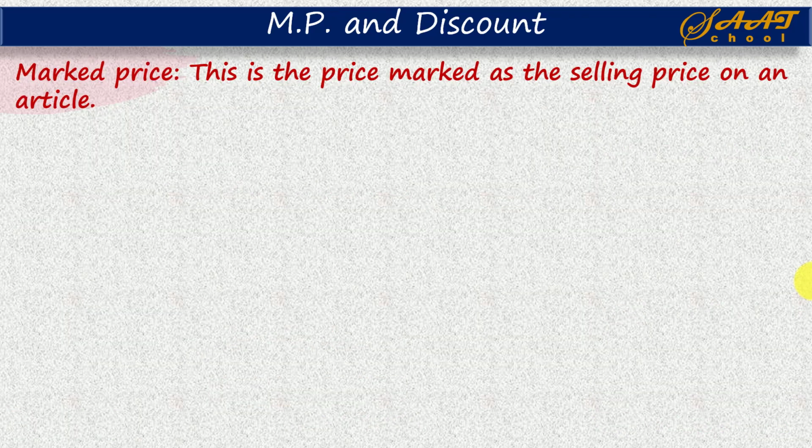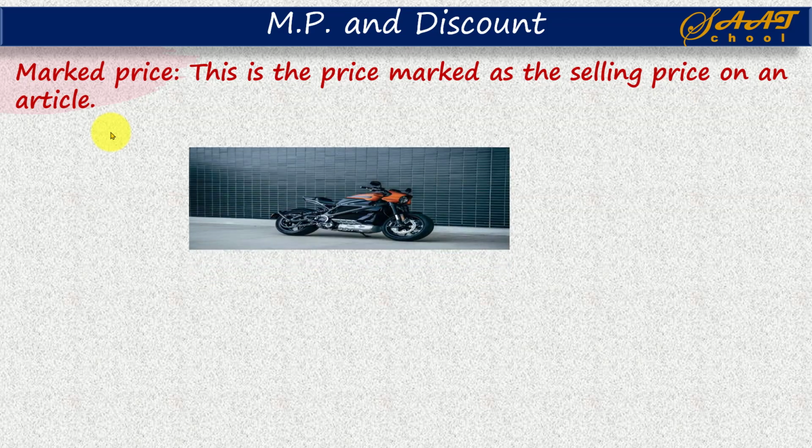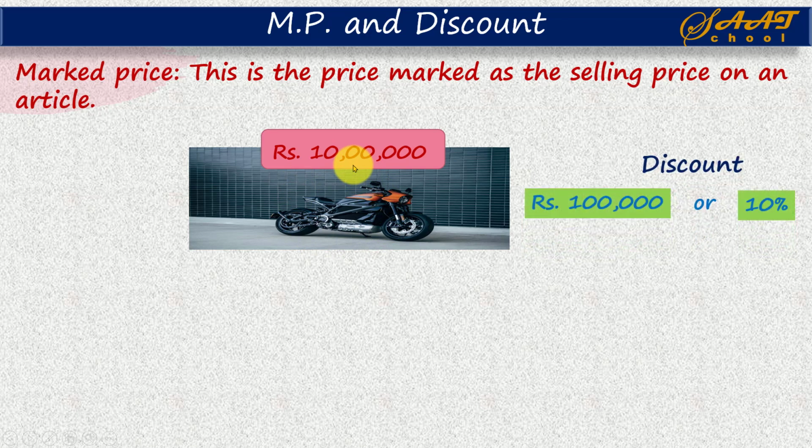Now, what is MP or mark price? Mark price is the price that is marked for selling an object or any goods. For example, here is a bike and the mark price for the bike is 1 million. Now you see most luxurious things, there you can see a discount, or you can even see a sale of the luxurious goods. In this case, the discount given is 100,000 or simply 10%.